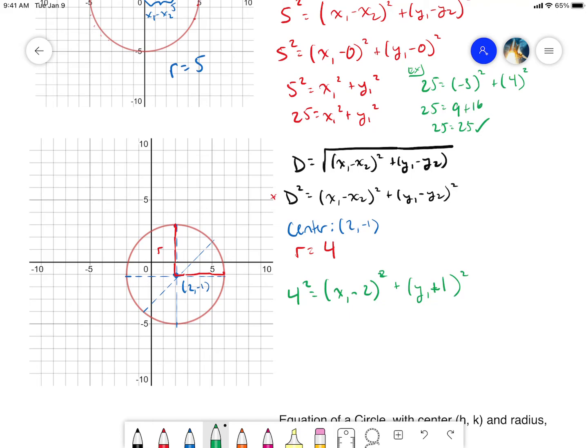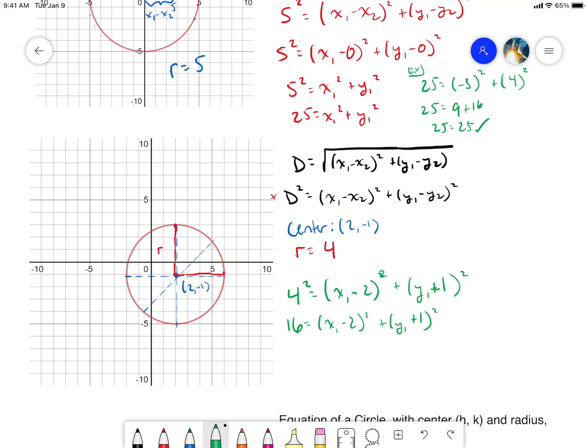Which would mean that 16 is equal to (x1 minus 2) squared plus (y1 plus 1) squared. And this will give me pretty much any single point that's on that circle. I don't have to go ahead and FOIL it out. I can if I want to, but there's really no point at this point.